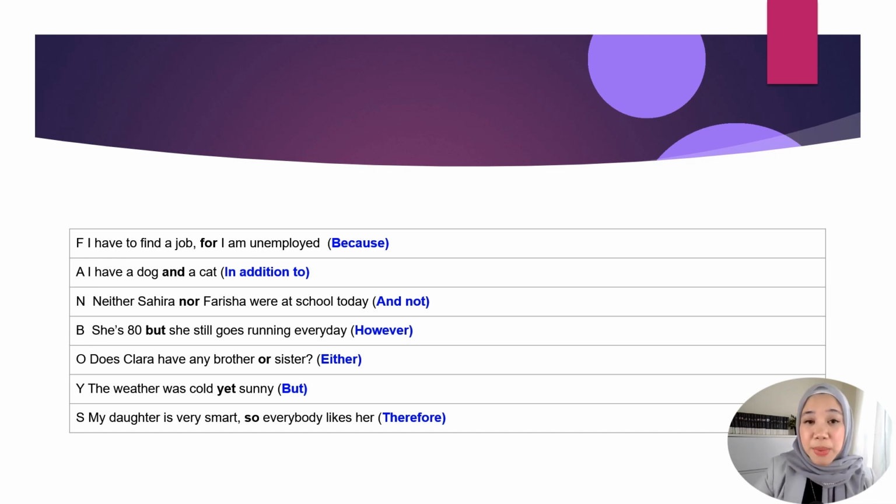She's 80 but she still goes running every day. But here means however. Does Clara have any brother or sister? Or here means either. Okay, ataupun.